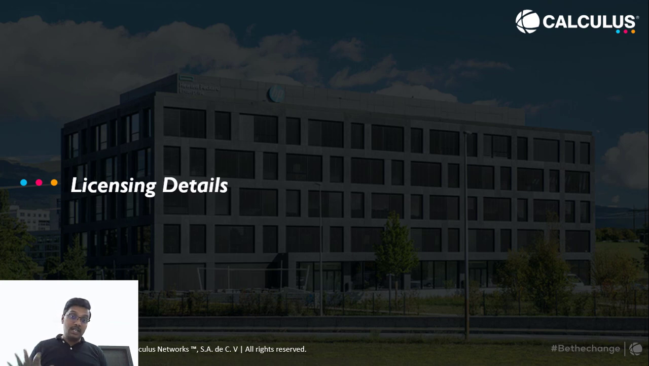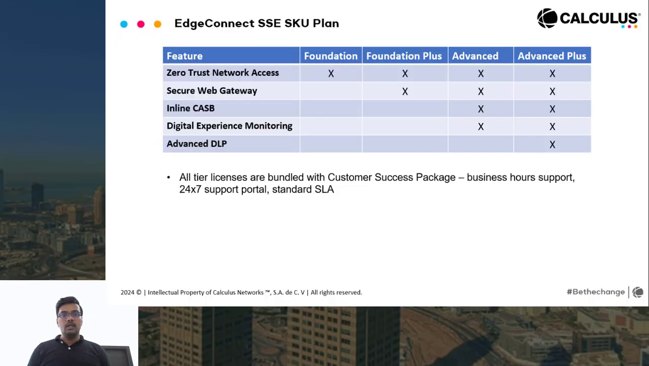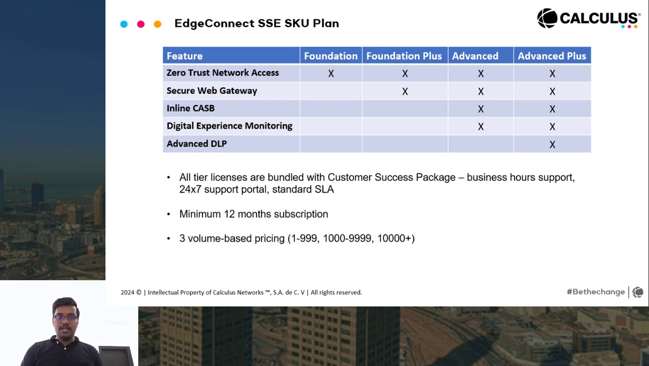Let's have a quick look at the licensing details of HPE SSE on a high level. In terms of licensing, we have 4 types: Foundation, Foundation Plus, Advanced, and Advanced Plus. As you see on the table, each will have specific functionalities available in them. Only when you go for Advanced Plus, you get all the functionalities. Say when you go for only Advanced, you lose the Advanced DLP functionality. So similar to that, right?